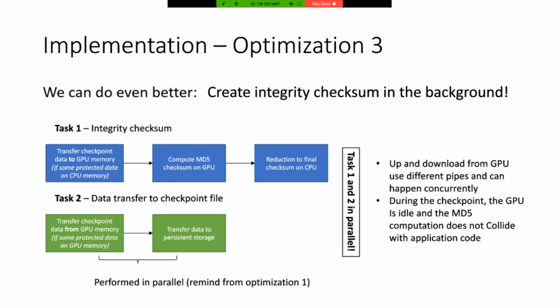And to be more precise here, we don't collide, these two tasks are completely independent of each other. In the first task, we upload in the worst case, so in the case that we don't have everything on the GPU, we upload to the GPU. And in the second task, we download from the GPU. And since those streams happen on different lanes on the GPU, they do not collide. The second thing is that we don't compute anything on the GPU during the checkpoint because the application cores are idle. So we can use the GPU because we do not collide with any of the application computation.